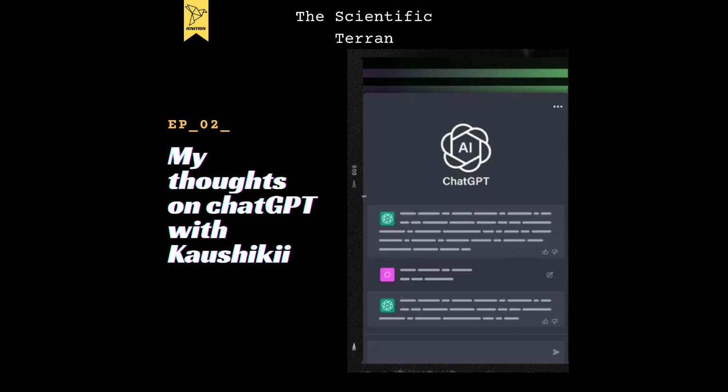Are you happy with the interface of ChatGPT? Yeah, this interface is very simple. It doesn't have a lot of things on the page.